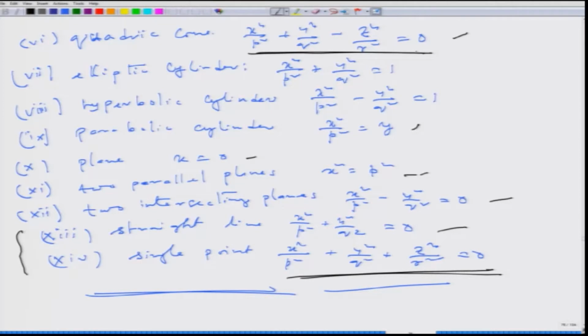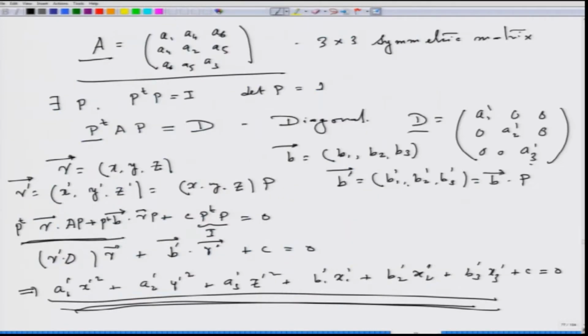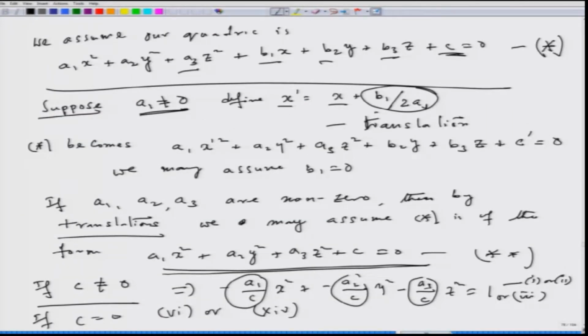A quadric cone or a single point. Okay, let us go ahead. So, we covered the cases 1, 2, 3, 6 and 14.